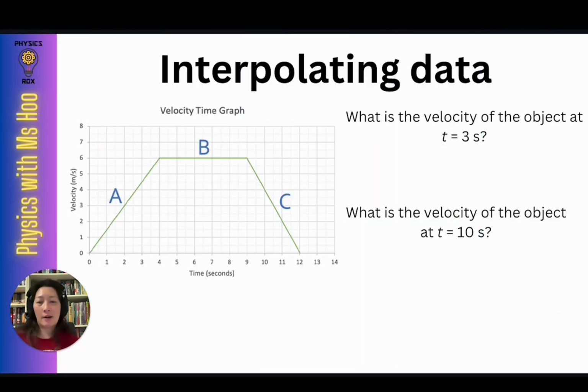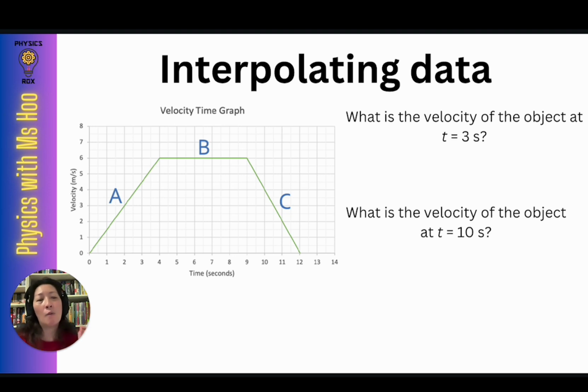Now let's talk about interpolating data. Interpolating data just means that we need to get the value in between the graph. Some of you may know how to solve this question without even realizing it's interpolation. It's just a fancy word here. As long as you know how to solve the question, that's fine. Let's just go into how to solve these questions.